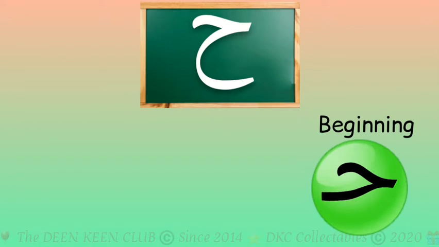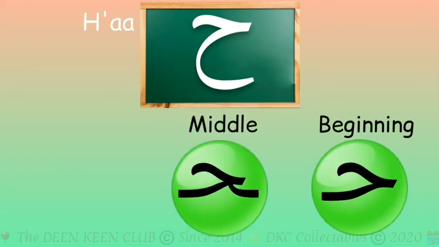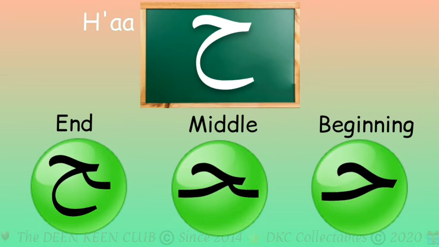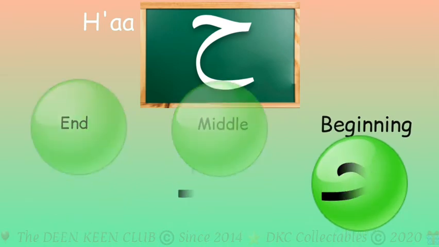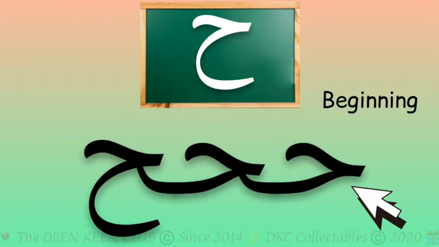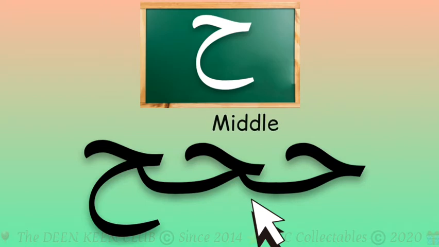Haa by itself, like this in the beginning, in the middle it looks like this, and at the end like this. And you will see this letter joined similar to this in a word.